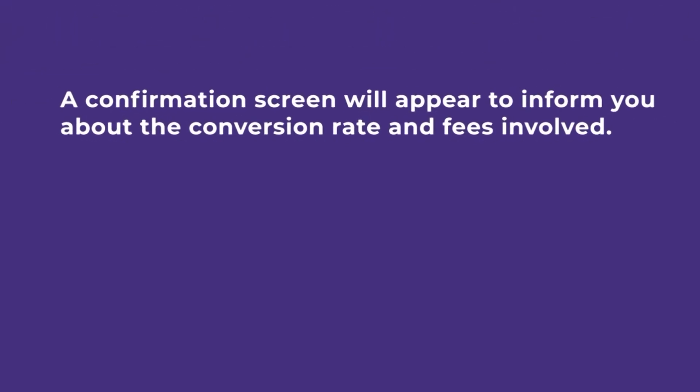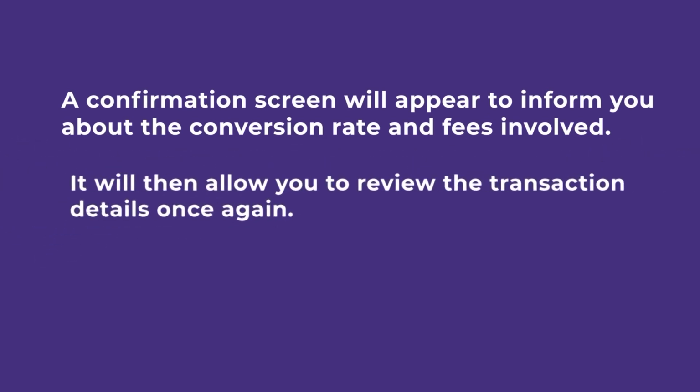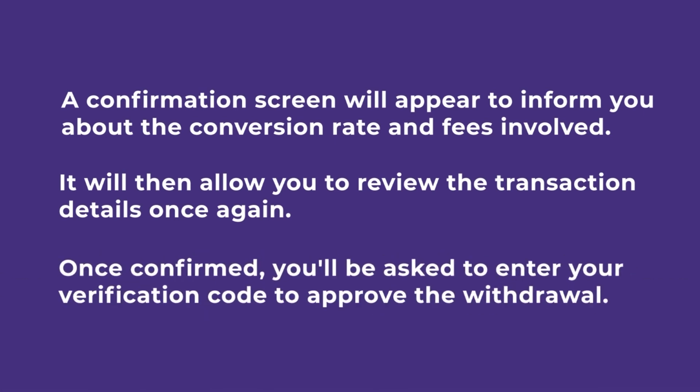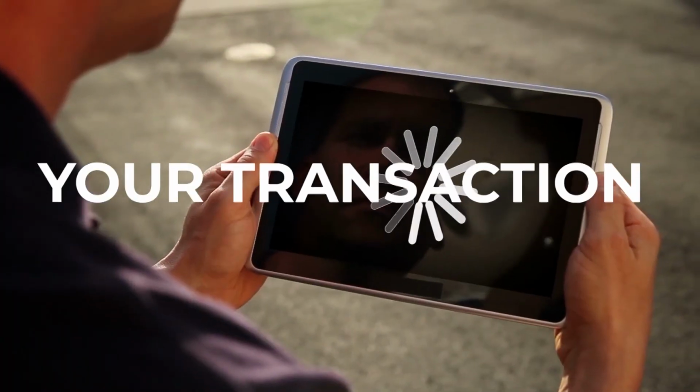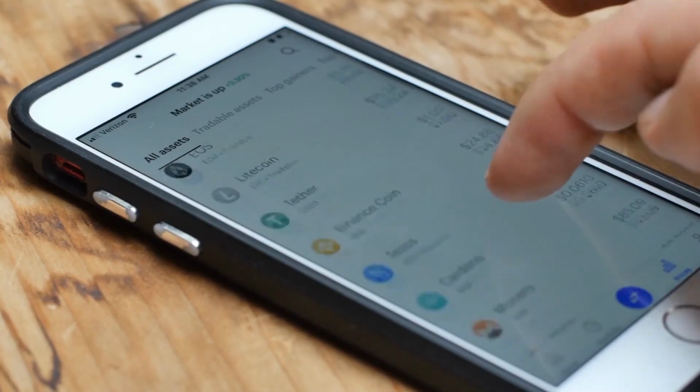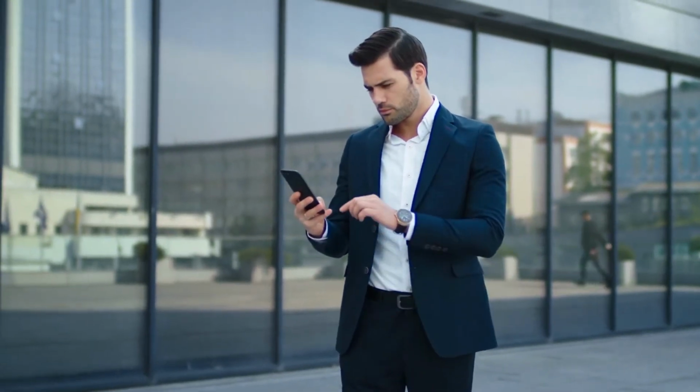The next steps are the same as with any other withdrawal. A confirmation screen will appear to inform you about the conversion rates and fees involved. It will then allow you to review the transaction once again. Once confirmed, you'll be asked to enter your verification code to approve the withdrawal. Your transaction will be processed shortly. The funds should appear in your wallet balance under Smart Chain within a few minutes after you receive the withdrawal confirmation email.